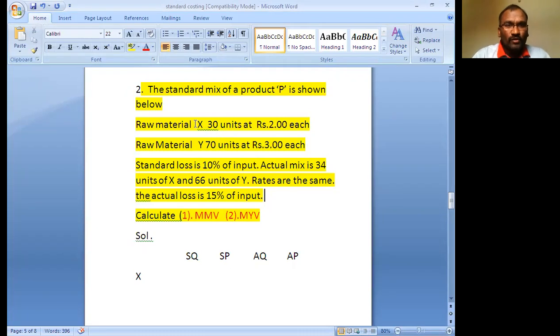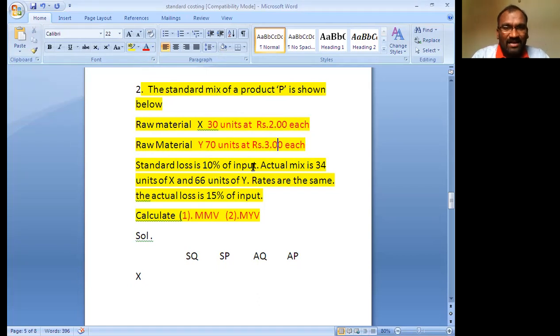Problem number 2: the standard mix of a product P is shown below. Raw material X, 30 units at 2 rupees each. Raw material Y, 70 units at 3 rupees each. That is, the quantity is given. X quantity is 30 units, the price is 2 rupees. Y quantity is 70, the price is 3 rupees. That is the standard mix related information.